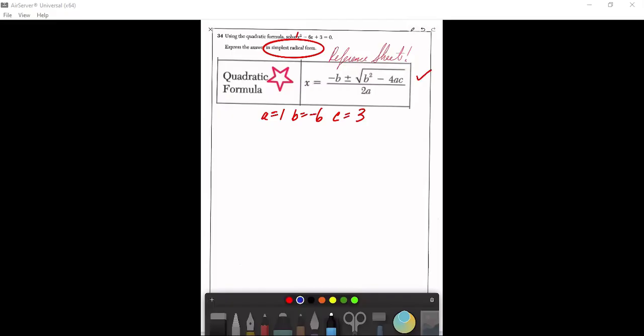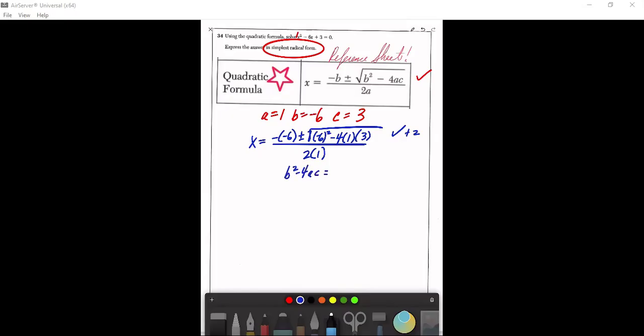So first thing you should do is go ahead and just enter this on your paper. So this would be a -6 plus or minus, and then this is going to be a -6 squared minus 4 times 1 times 3, and then over 2 times 1. Now, if you do this, I think this is 1 or 2 points. Let's say 2. Now what we want to do is look at the b squared minus 4ac.